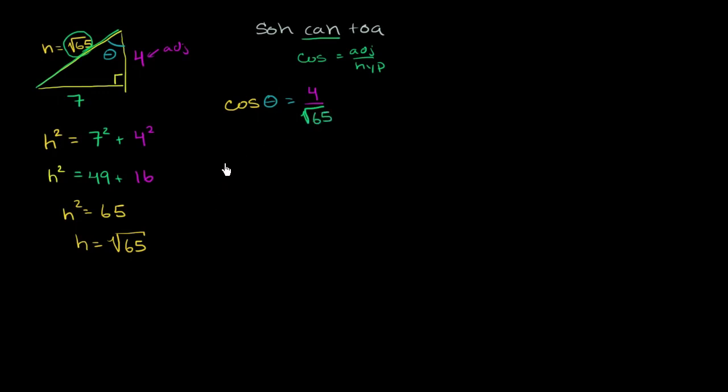And sometimes people will want you to rationalize the denominator, which means they don't like to have an irrational number in the denominator, like the square root of 65.